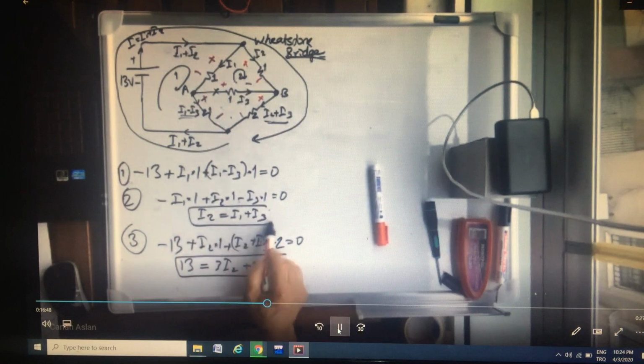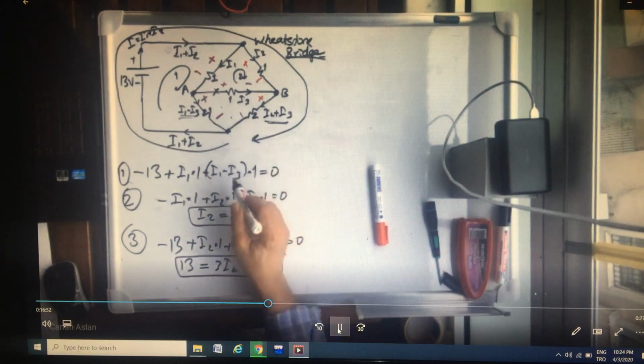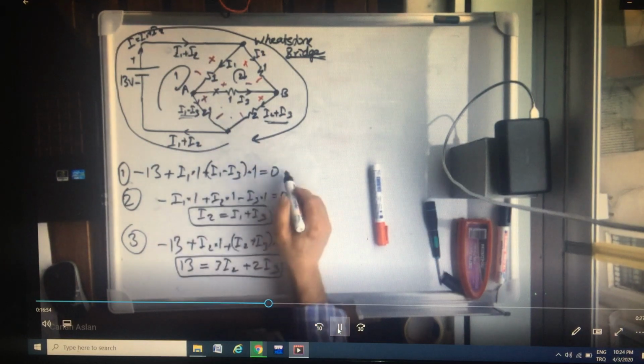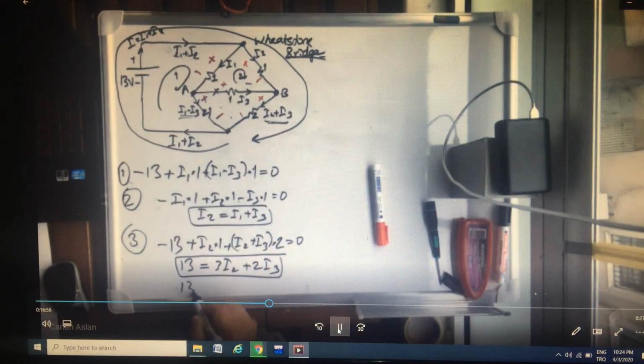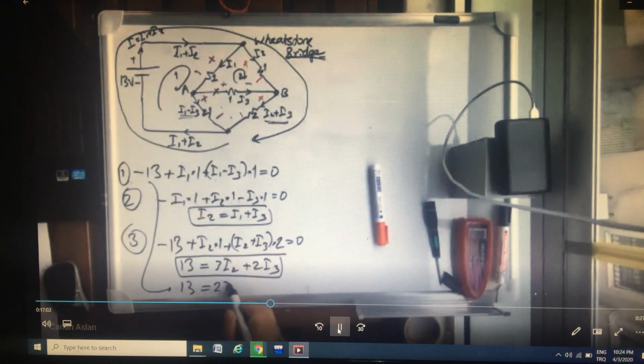We have the second equation there, and the first equation basically giving you 2I1 minus I3, which is equal to 13. As you see, we have these three equations.